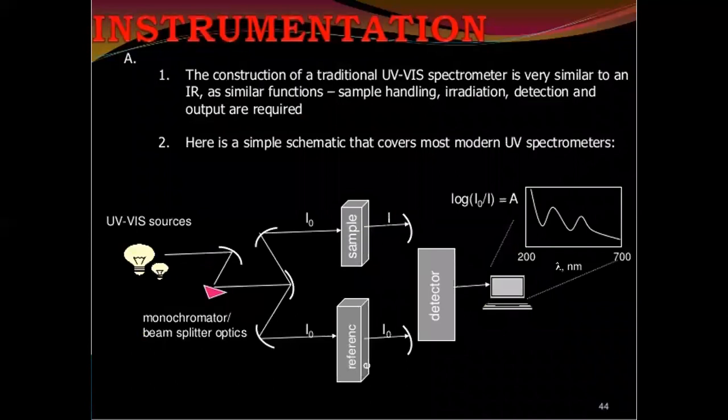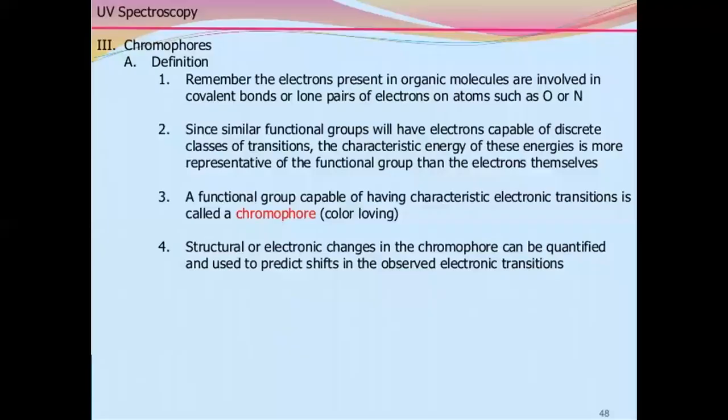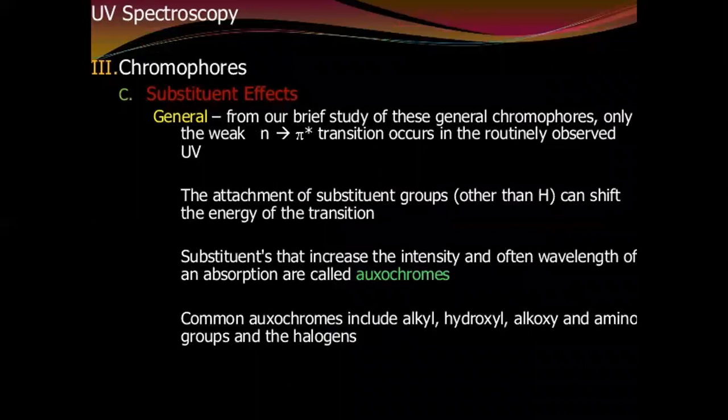The instrumentation part. What is a cuvette? What is a chromophore? What is an oxochrome? And what are the substituent groups? The substituent groups are oxochromes. These substituent groups affect the chromophore in absorption of electromagnetic radiation in the UV visible region, and these are responsible for the electronic transitions.